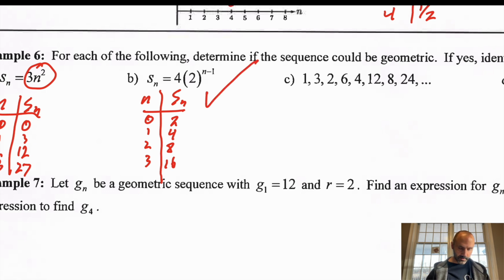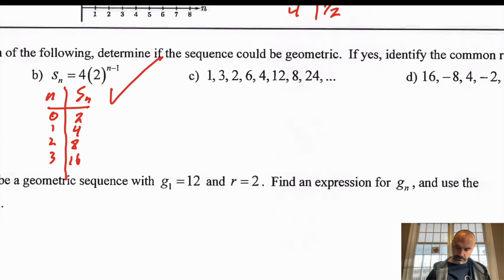Taking a look at C, if we start over here, 24 divided by 8 is 3, but then 8 divided by 12 is not 3, and 12 divided by 4 is 3, but 4 divided by 6 is not 3. So this one is not a geometric sequence because they're not all following the same ratio. There's not a common ratio here.